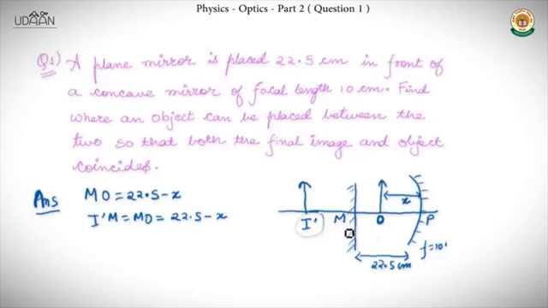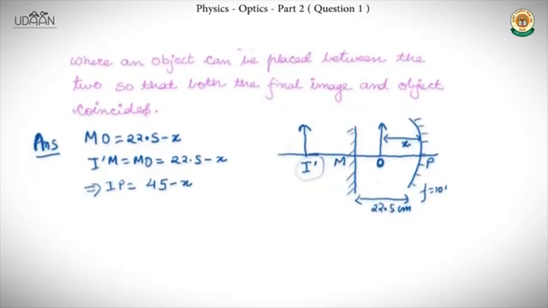So as we got I dash M equals MO equals 22.5 minus x, this implies IP is equal to 45 minus x. Now, as the final image formed from I dash coincides with O by the concave mirror, we just apply the mirror formula. And remember to use the Cartesian sign convention properly. And what does the Cartesian sign convention say? That the direction of incident light is taken to be positive. So basically the object is here and the direction of incident light is there. So distances measured from here to here are taken as positive.